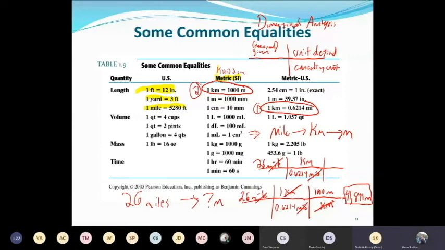All right. So you take your 26 miles and divide it by 0.6214 on your calculator, hit enter. You'll get a number, okay? You'll end up with 41.841 kilometers, right?